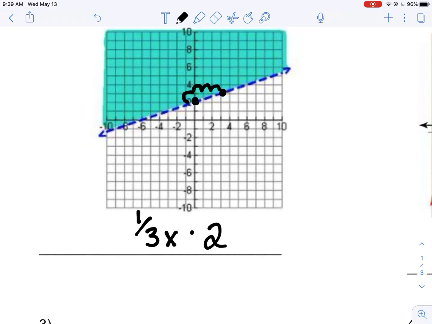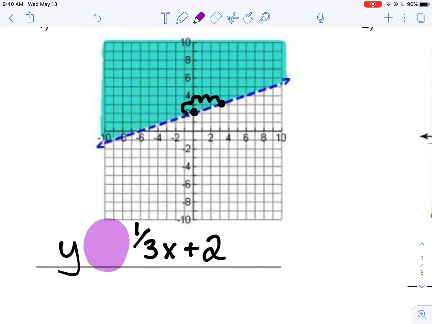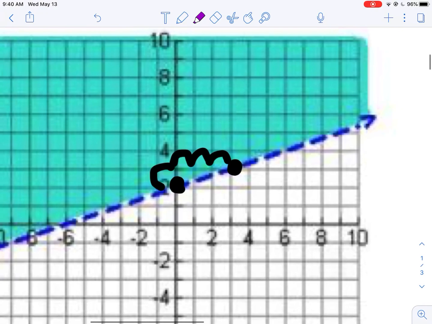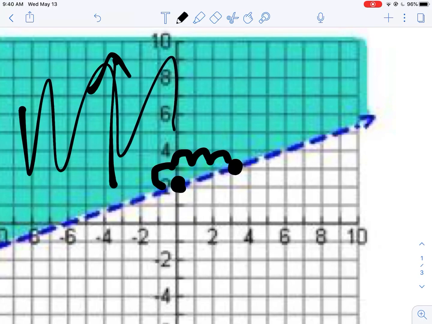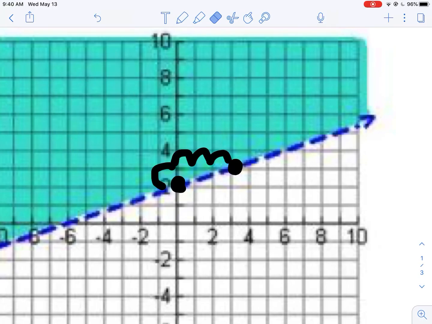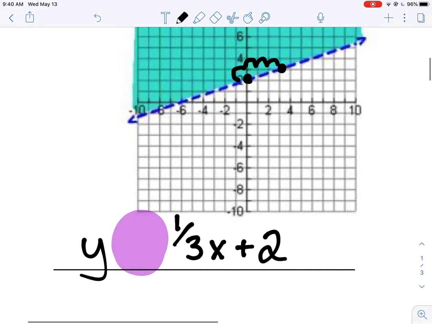I'm going to make that x. So we have 1/3 x plus 2, and then we've got y here. Now, what we really want to know is what kind of inequality goes here. So let's take a look. First of all, it looks like the region above my y-intercept is shaded. Everything above it is all colored in. So since it's above that, I know that y is going to be greater in this case.